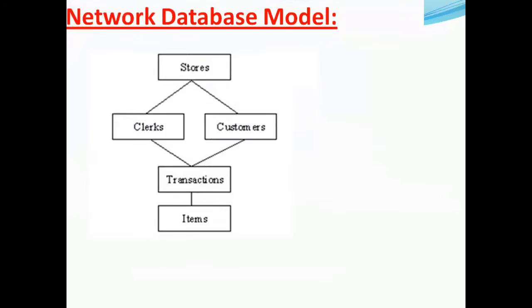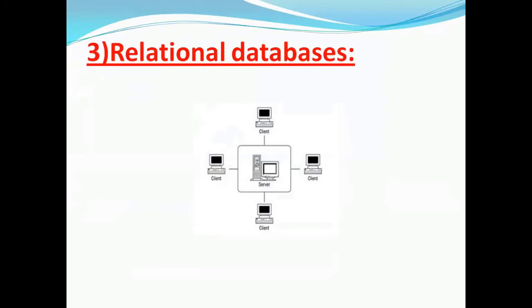Next is the relational database. In a relational database management system, the relationship between data is relational, and data is stored in tabular form, in columns and rows. Each column of the table represents an attribute and each row in the table represents a record. Each field in a table represents a data value.